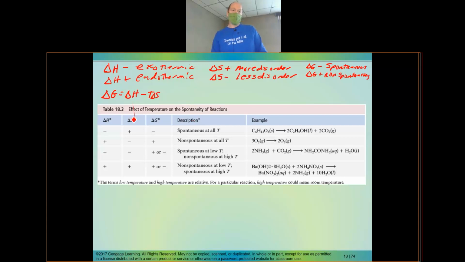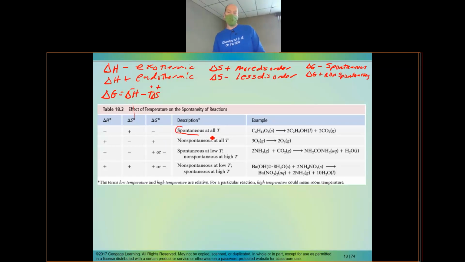All right, so if our delta H is negative, I'll put a little negative here where my delta H is, and my delta S is positive, I'll put a little positive here. Temperature in Kelvin is always a positive number, and so you have a negative number minus a positive number, which means you're going to have a more negative answer. So no matter what you do with your temperature, it will always give you a negative delta G.